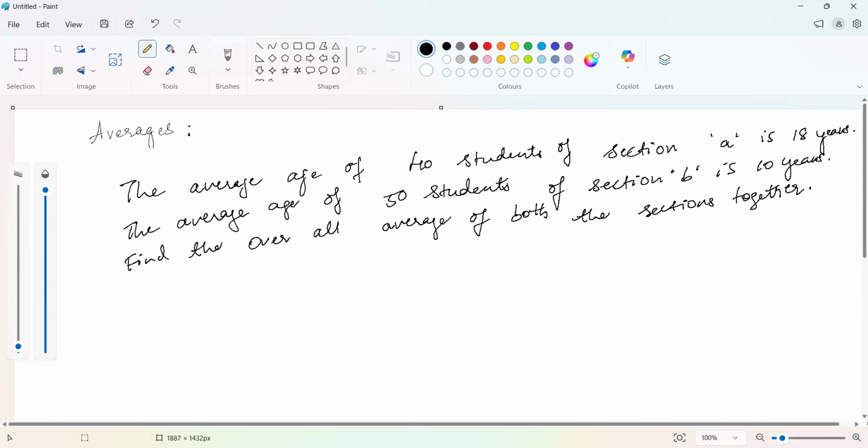So what is the value you are getting? Yes, correct. 13.5. We'll take it as 13.5.